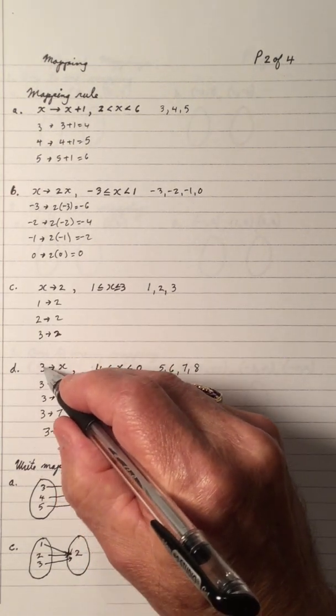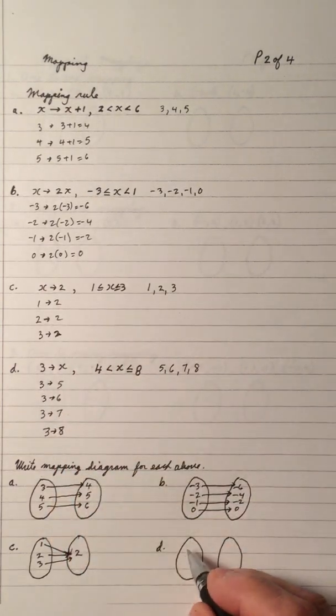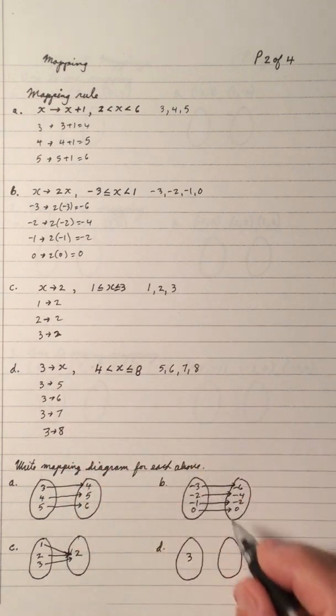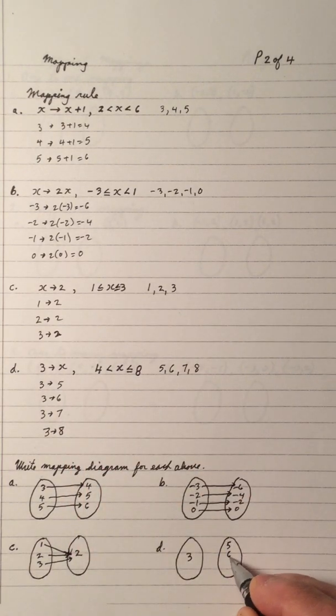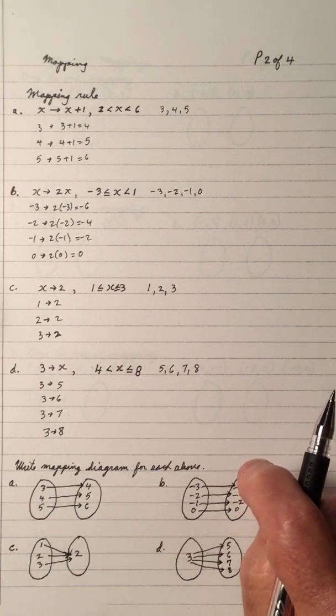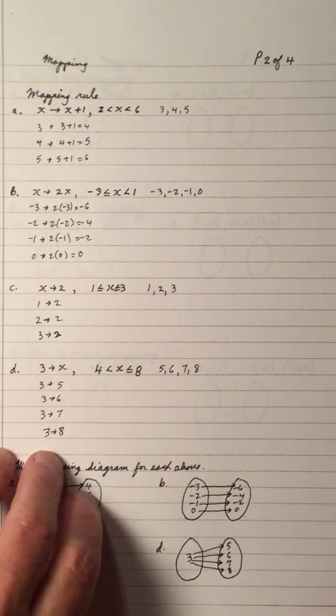D, we have a 3 on this side, and it's mapped to 5, 6, 7, and 8. So 3 is mapped to 5, 3 is mapped to 6, 3 is mapped to 7, and 3 is mapped to 8. So that's the mapping diagram. Let's continue.